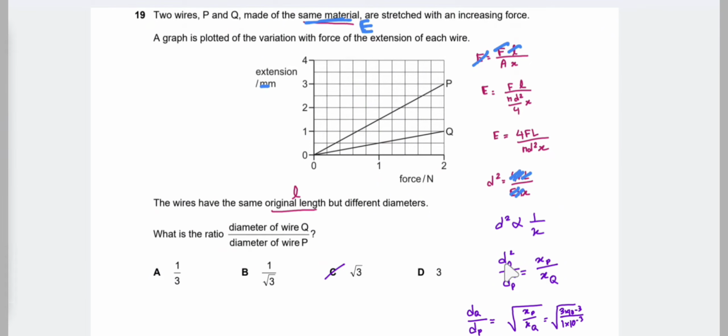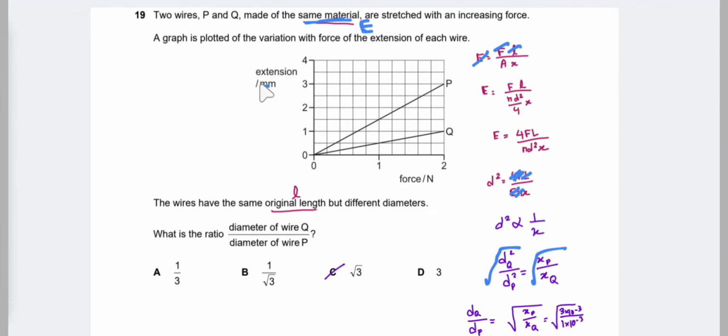That means diameter of q square by diameter of p square is equal to the extension of p by extension of q, since they are inversely proportional. And we need to find the ratio of diameter of q by diameter of p. So we need to take the square root on both sides to cancel the square. So diameter of q by diameter of p is equal to the square root of extension of p by extension of q.